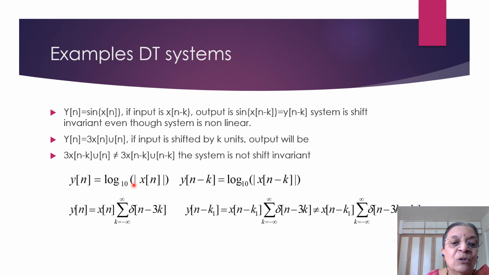Now consider y(n) is equal to log to the base 10 mod of x(n). Now what will be y of n minus k? It is log to the base 10 mod of x of n minus k. So this is shift invariant. Now in this case, y(n) is equal to x(n) into summation n varying from minus infinity to infinity delta of n minus 3k. So y of n minus k1 will be equal to x of n minus k1 into summation of this delta, but this is not the same as x of n minus k1 and summation delta of n minus 3k minus k1, right? So in this case, this delta is not shifted. That is why this is not shift invariant.